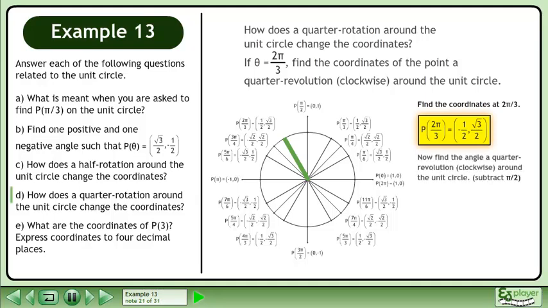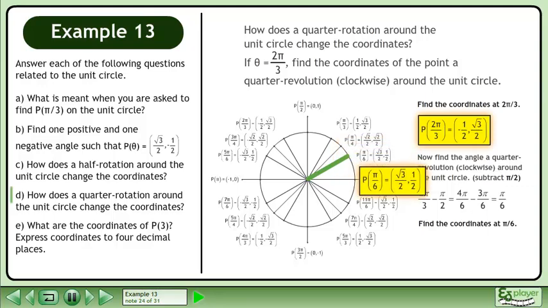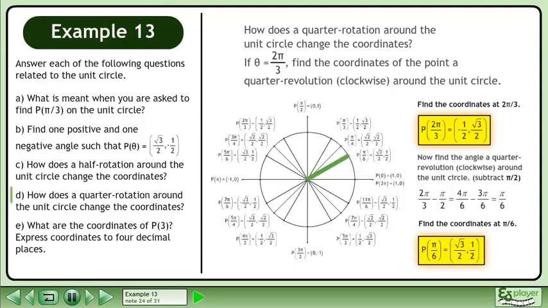Now find the angle a quarter revolution clockwise around the unit circle. We can calculate this by subtracting pi over 2 from our current angle. Two pi over 3 minus pi over 2 equals pi over 6. Now find the coordinates at pi over 6. They can be found on the unit circle.